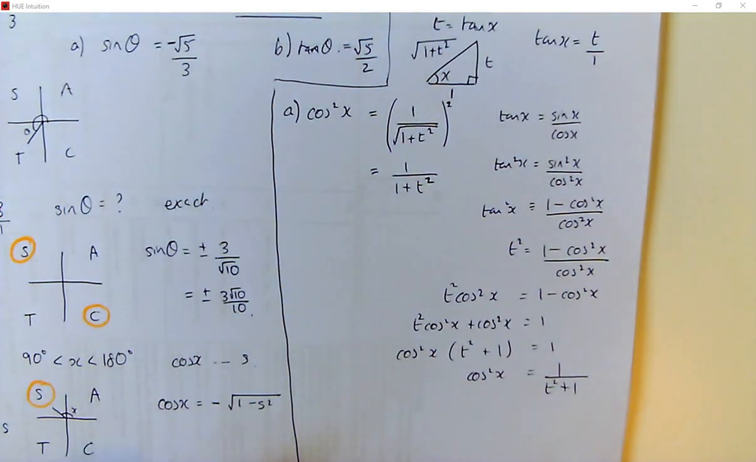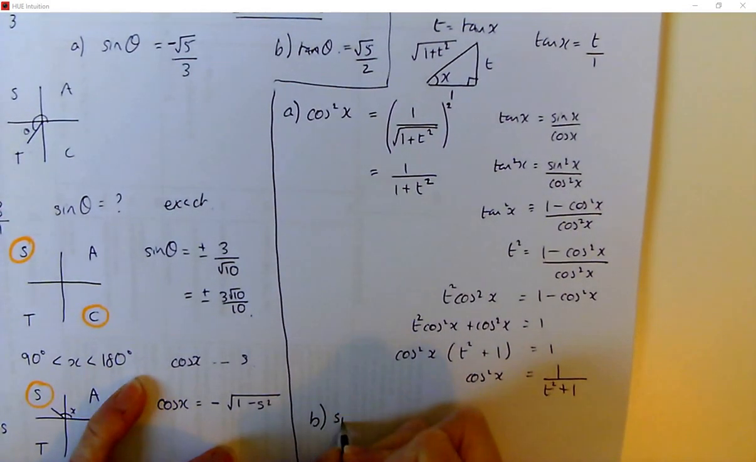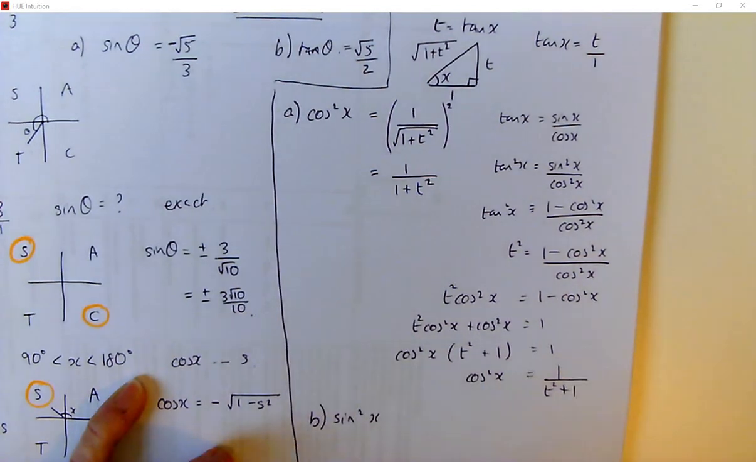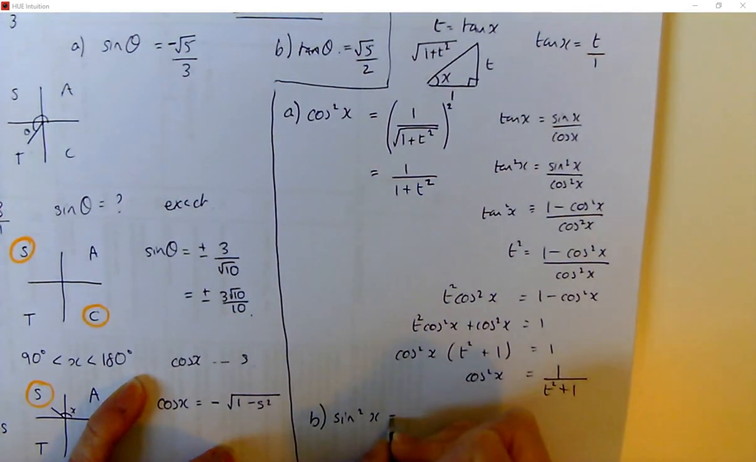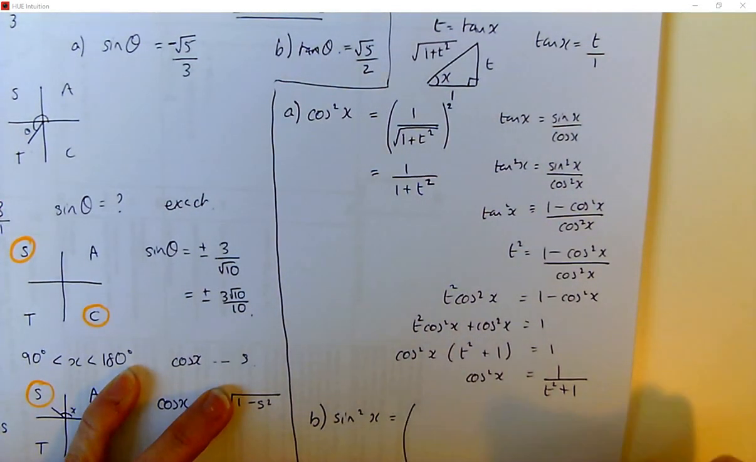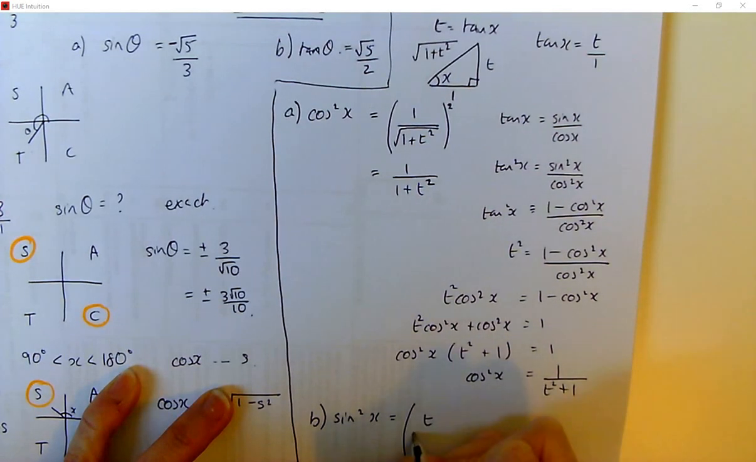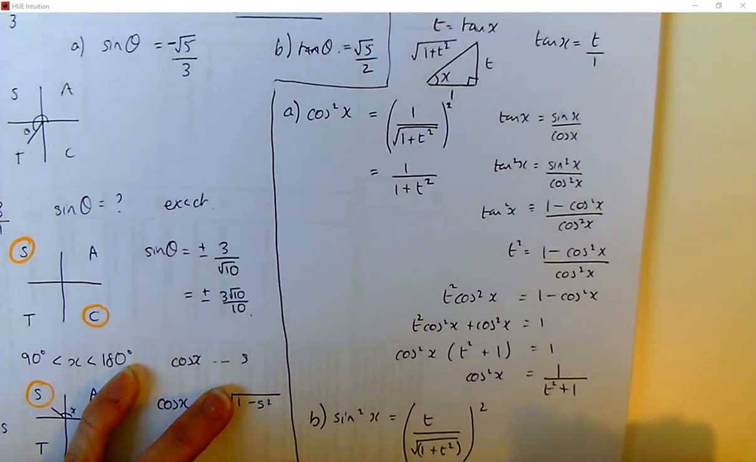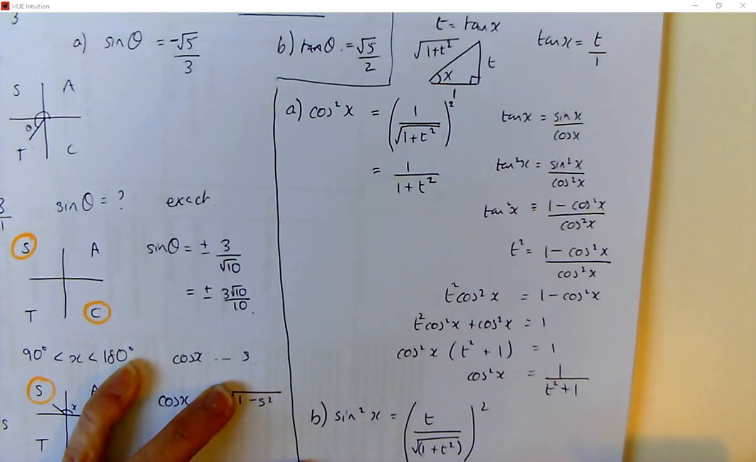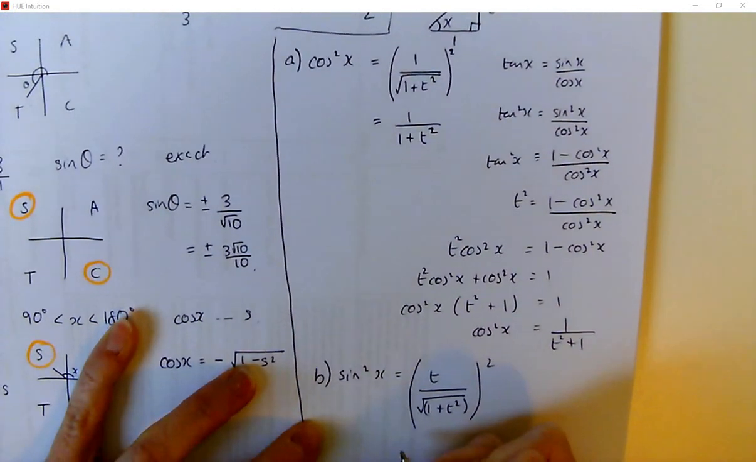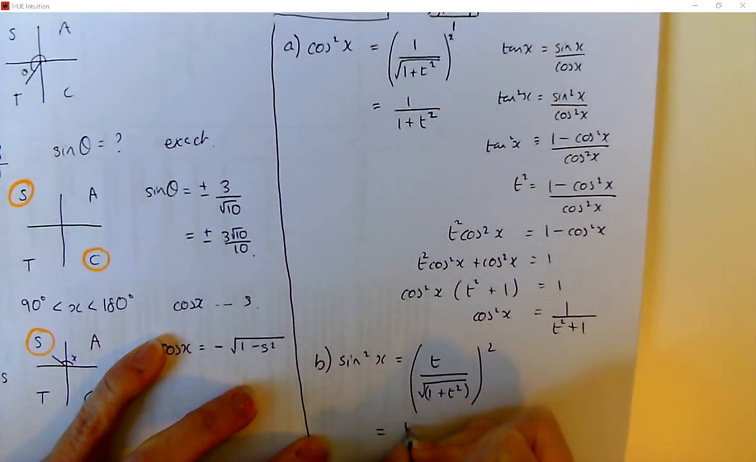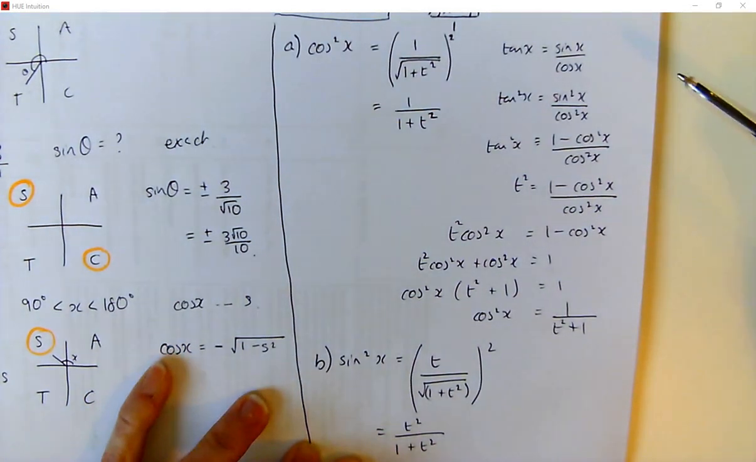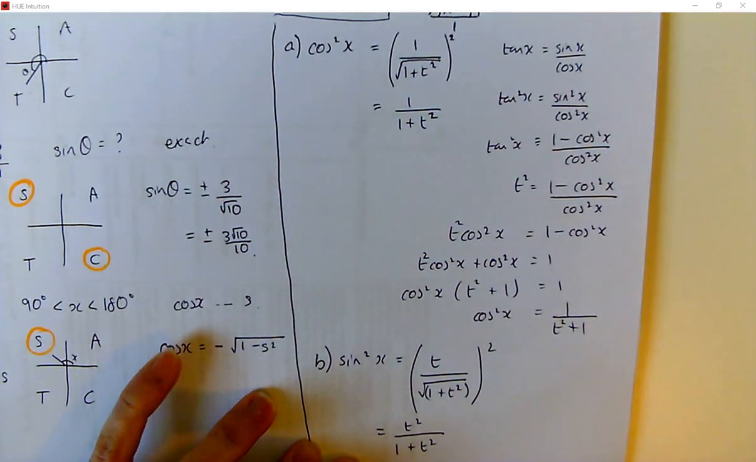So the next one, B, is express sine squared x in terms of t. So if we use the triangle, that is the opposite over the hypotenuse, and that would give us sine, and then we need to square it. So if we square that, then we're getting t squared over 1 plus t squared. Or you can follow a similar process to the one we've just done there.